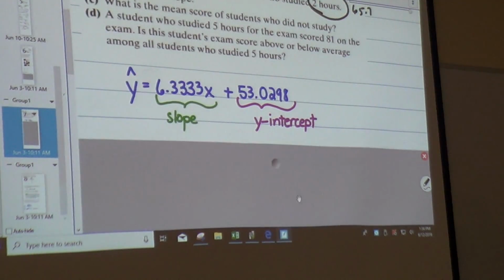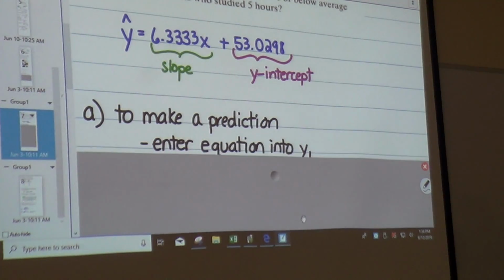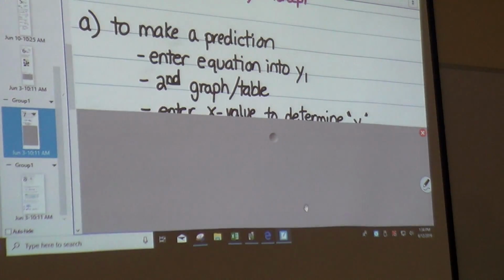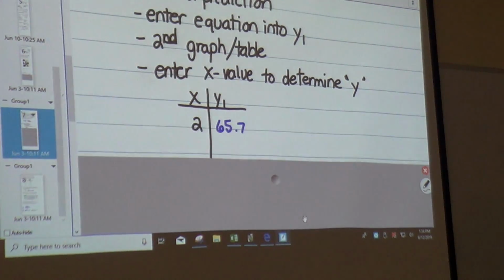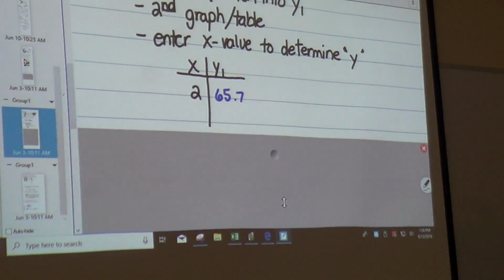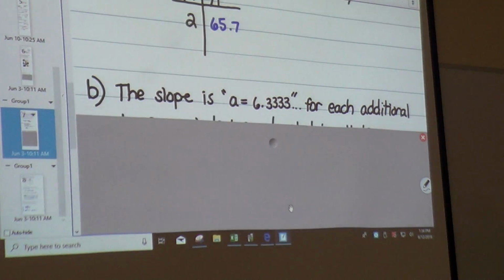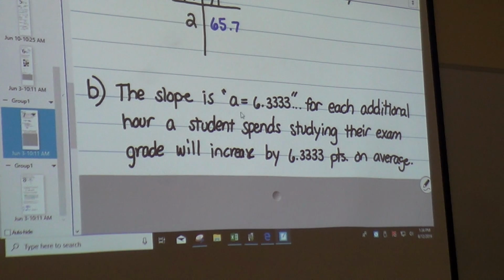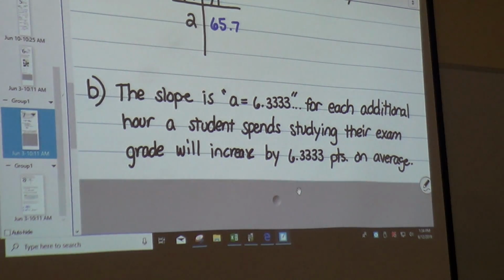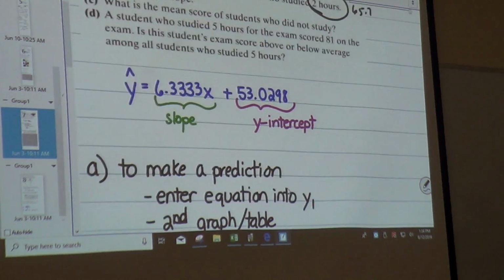All right. This was the part A. This is what we did for part A. We went into the table, got the 65.7. Now we're talking about the B. B is 6.33. For each additional hour a student studies, their grade will increase an average of 6.33 points. Y'all are so stinking smart. Okay, let's go to C.